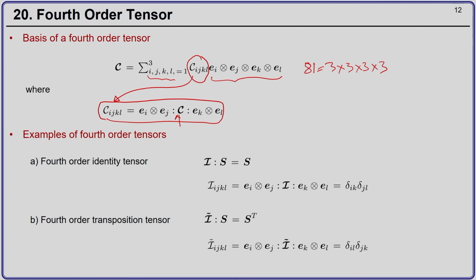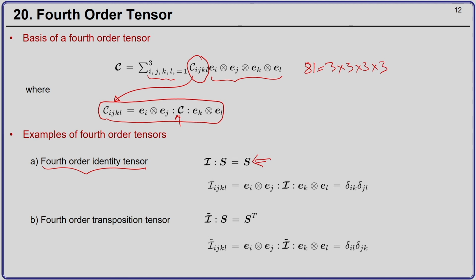Okay. Now, there are 2 specific examples of fourth order tensors which are of much use. They are the fourth order identity tensor. What is a fourth order identity tensor? It is denoted by this calligraphic bold I. This fourth order identity tensor, when double contracted with a second order tensor S, will give you the second order tensor S itself. Okay. That is the property of the fourth order identity tensor.